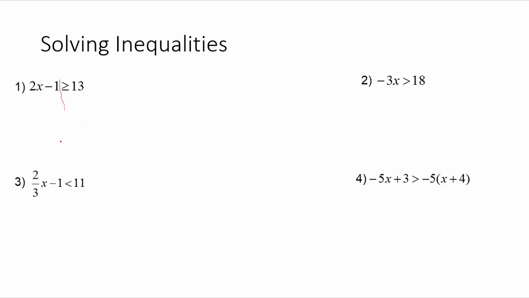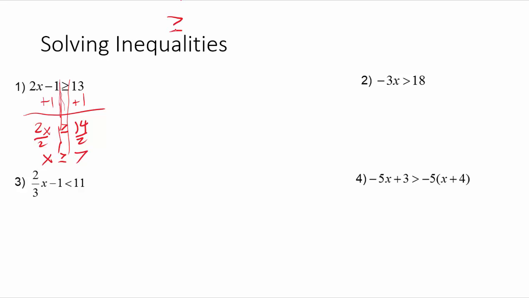Just to show you the connection here, it never hurts to draw your lines on either side of the inequality bar just to help you out. We're going to start by moving the 1 first. I'm going to assume you already know the basics of how to solve an equation, so I'm not going to get too wordy here. So I've got 2x is greater than or equal to 14, and then if I divide by 2, I should get that x is greater than or equal to 7.